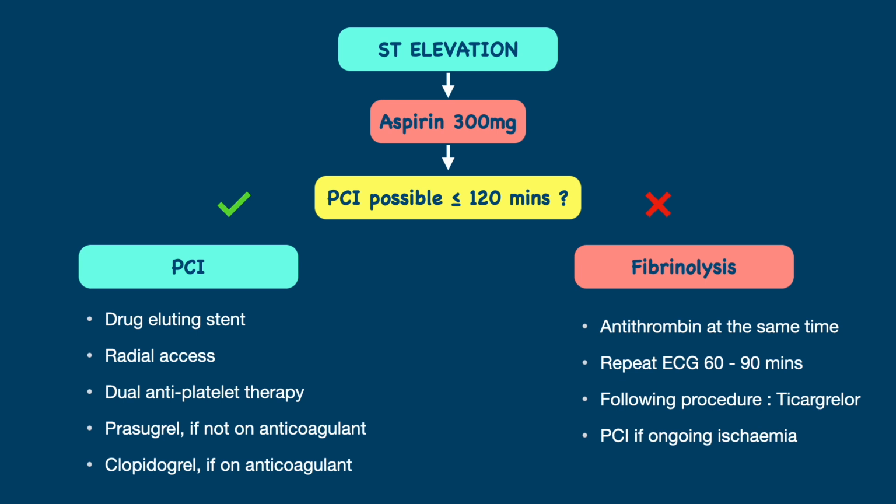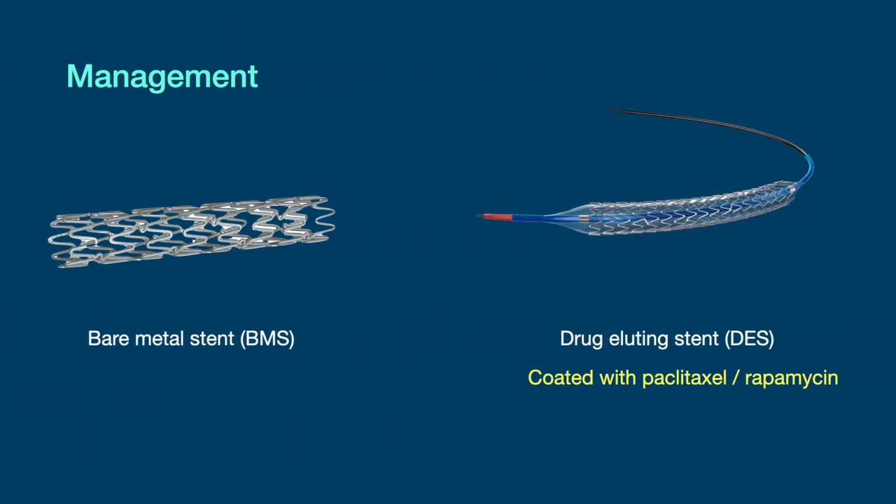If patients have persistent myocardial ischemia following fibrinolysis, then PCI should be considered. Let's take a look at the types of stent. We have the bare metal stent or BMS, and drug-eluting stents or DES. DES stent is coated with paclitaxel or rapamycin, which inhibits local tissue growth.